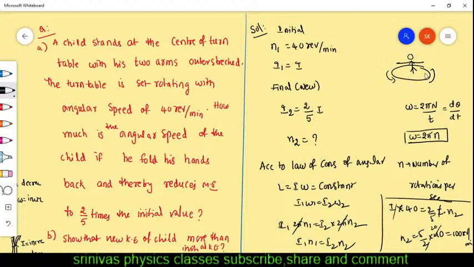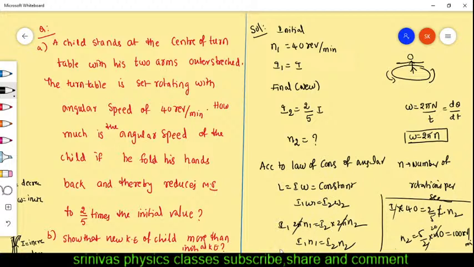Initially, the child is at the center of the turntable. She stretches her hands. At that moment the turntable is taking 40 revolutions per minute, with initial moment of inertia I. Now the child folded his hands. At that moment, the moment of inertia decreases to 2 by 5 times of the initial value. Now the new number of revolutions per minute is how much? What is the new angular speed? That is our question. We find out that one.